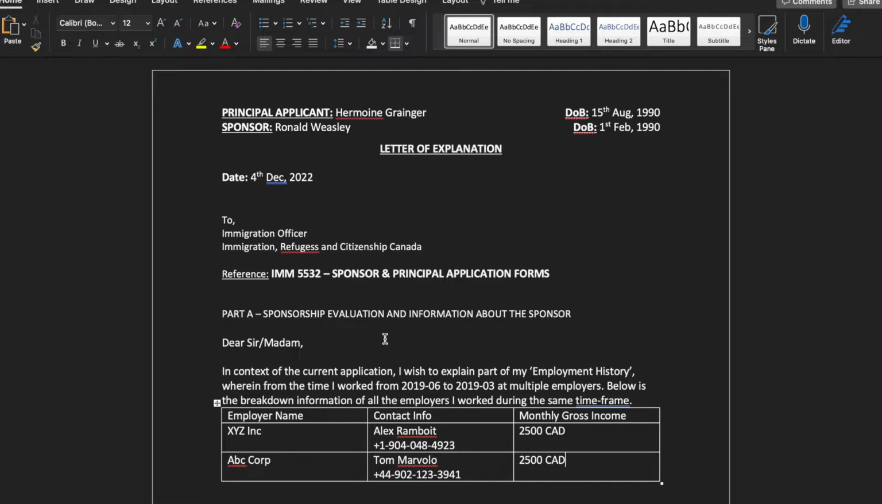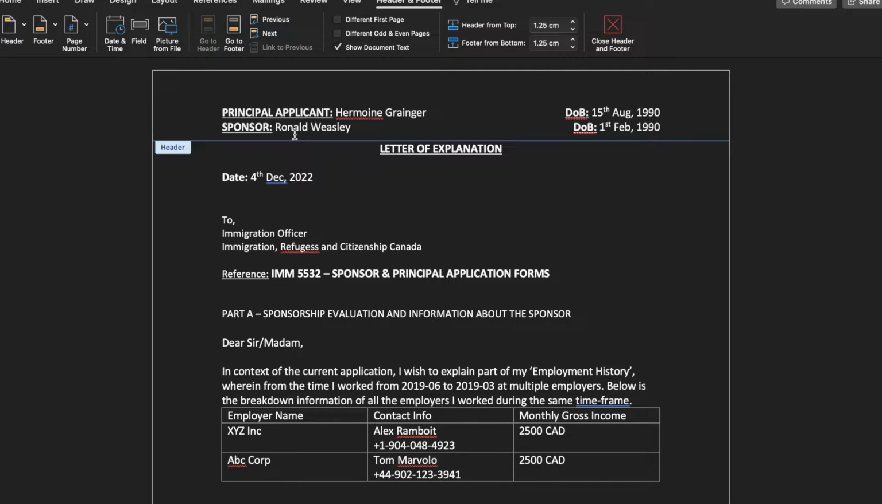To give an example of how you would draft a letter of explanation to give a breakdown of the multiple jobs that you had as part of your employment, you're going to provide the details something like this. Create a Word file. In the header section, provide the name of the principal applicant and the sponsor and their respective date of birth.